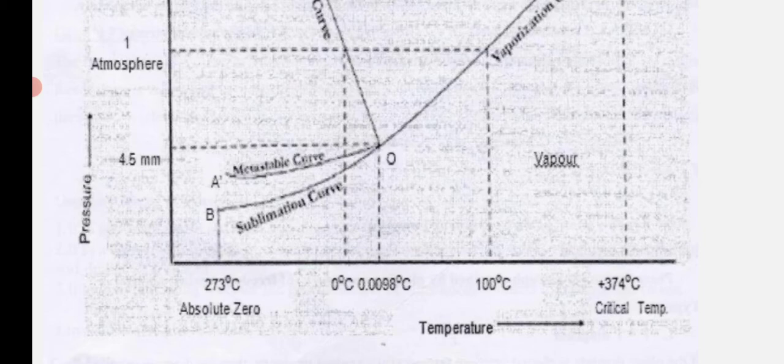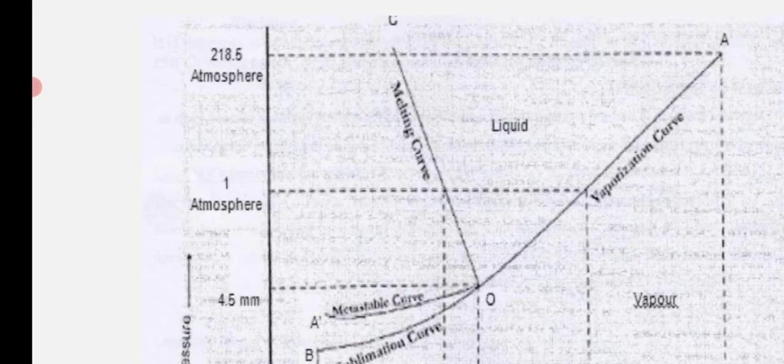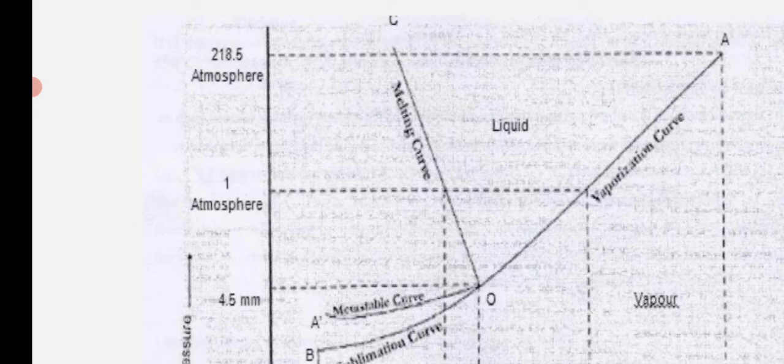Next, curve OC. Curve OC is called the melting curve. It shows the equilibrium between ice and water phase. Here phase equals 2, component 1, applying the phase rule equation F equals C minus P plus 2, the degree of freedom equals 1, that is univariant. The curve is slightly inclined toward the pressure axis. This shows that the melting point of ice decreases with increase of pressure.